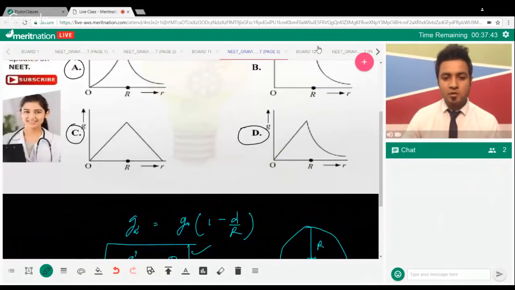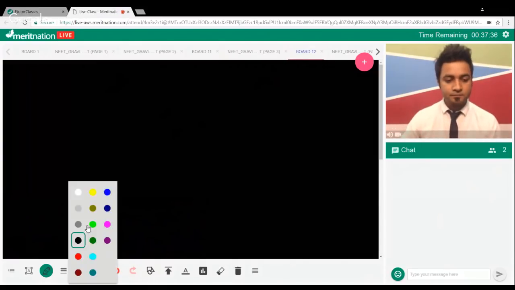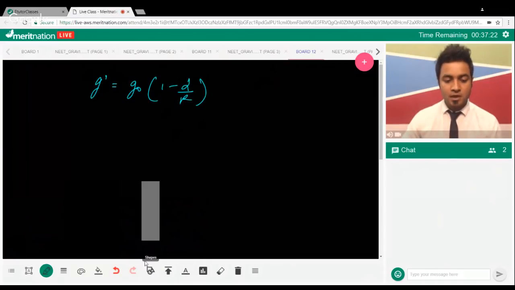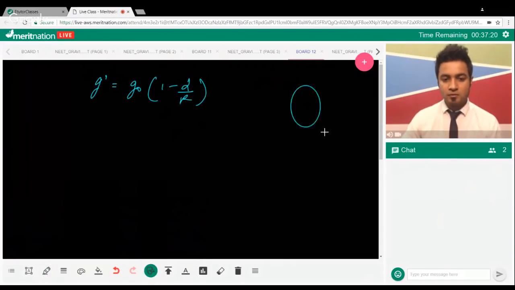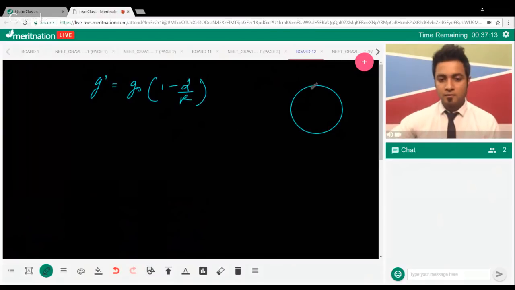Okay, let me just take it on this board here. I do have a formula here: g dash is equal to g naught times 1 minus d upon r. And here I'm going to make this earth, and you can see this is, suppose, the depth d.